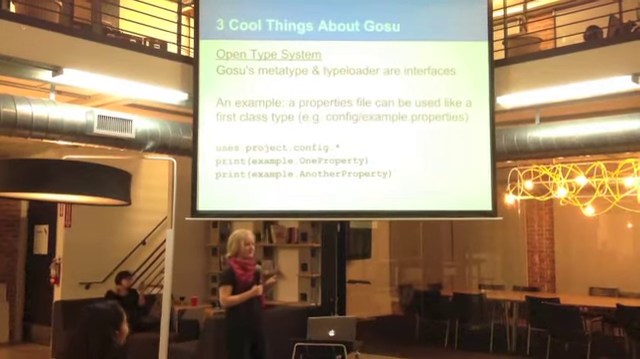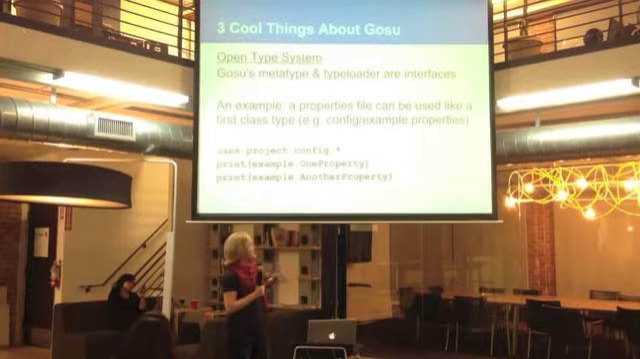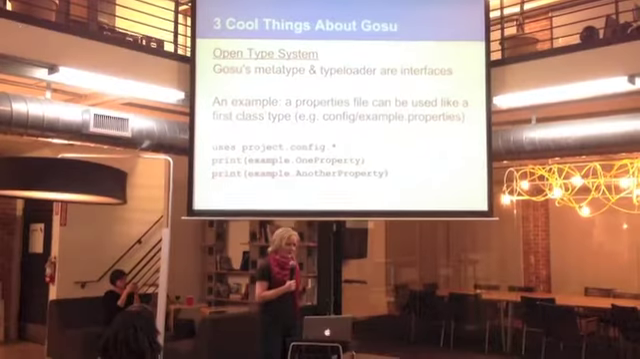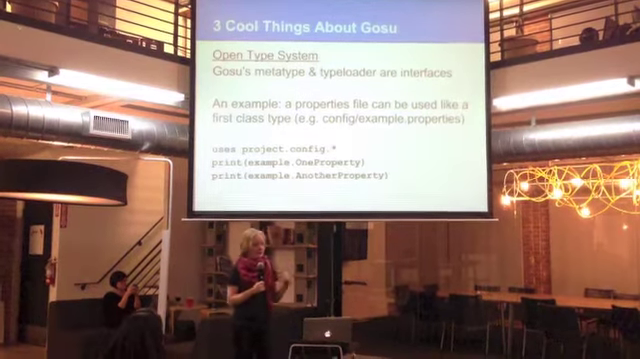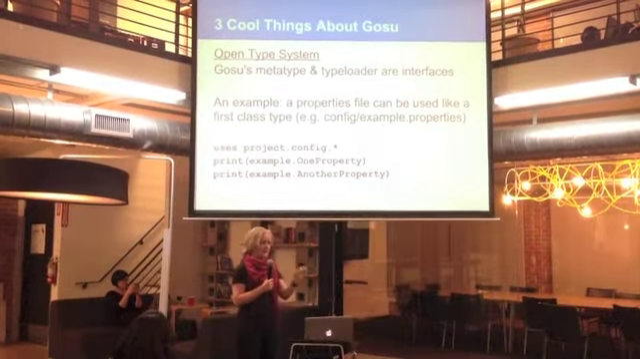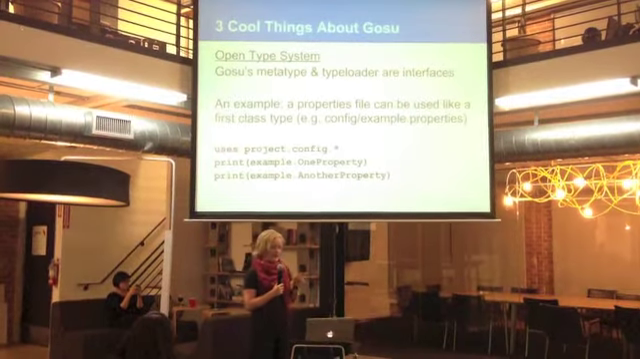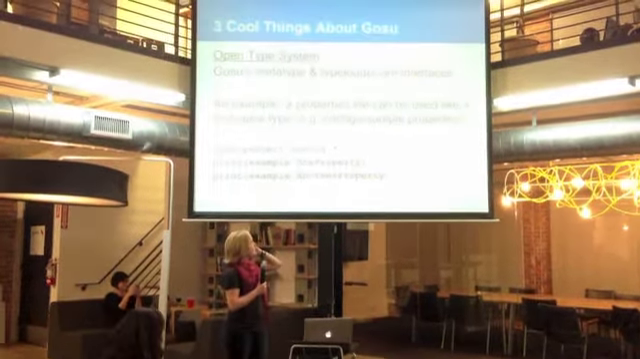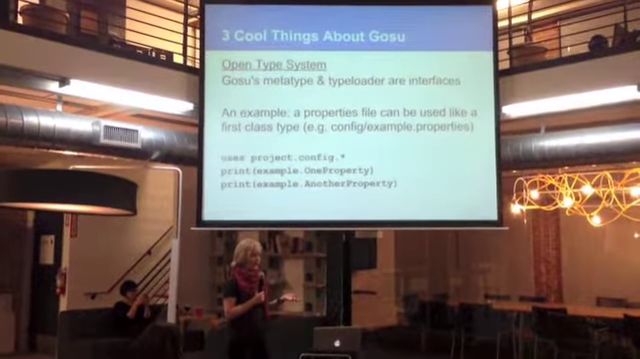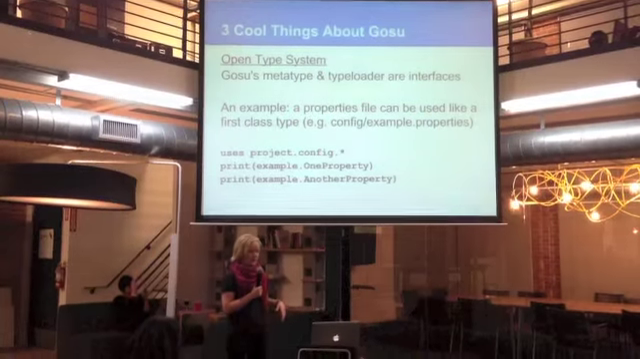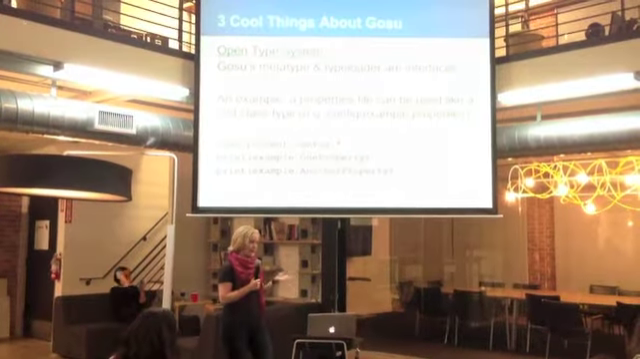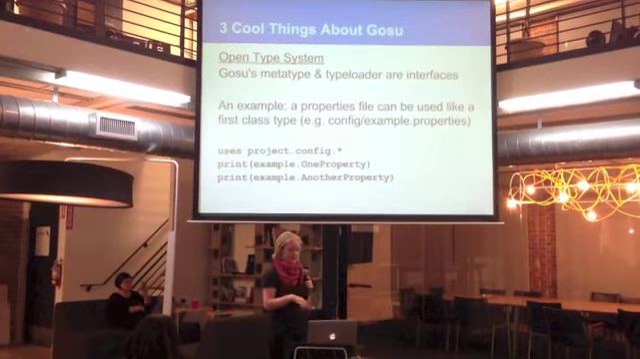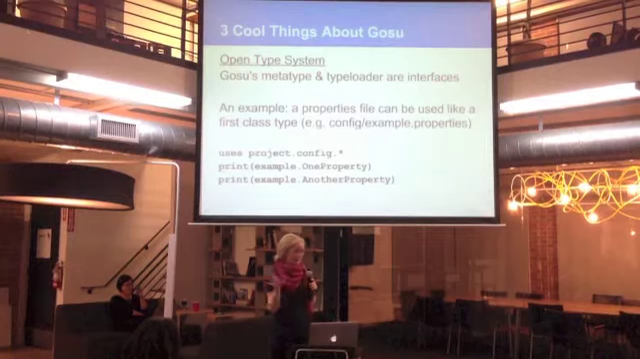Here's the open type system that I was talking about. This is probably the bit I know the fewest technical details about. I use it a lot at work, but I don't necessarily know how it works. So their meta types, like the really base type that all of the other objects are based on, and the type loader are all interfaces. So they're really extensible. Probably the simplest example is if you have a properties file for your configuration, you can reference it in Gosu like you would any other type. So you include it, and then you can just say, example of whatever my property is.